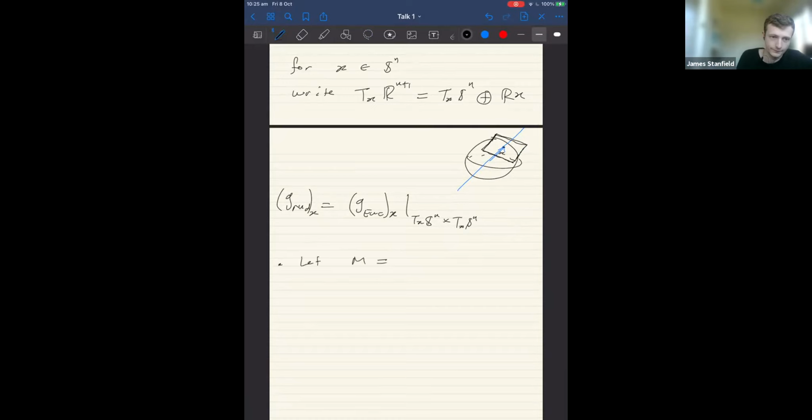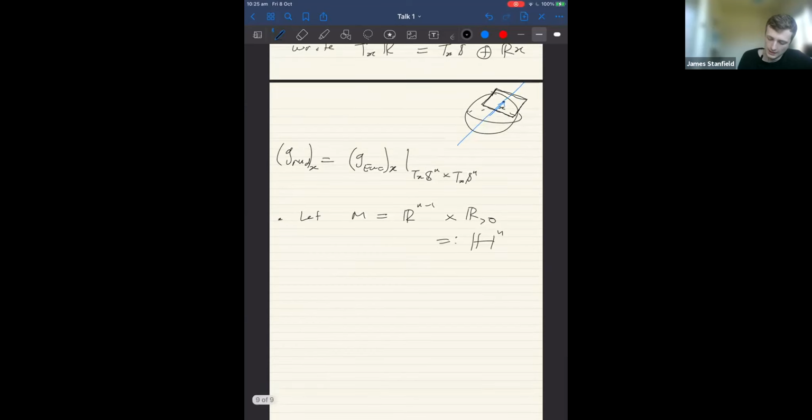Final example. Let's take n-1 copies of R and add on a copy of the positive reals. I'm going to call this Hn. And then I'm going to call the hyperbolic metric the Euclidean metric divided by the last coordinate squared. So this is the Riemannian metric for hyperbolic space. This is a space of constant negative sectional curvature, which we'll properly define next time.